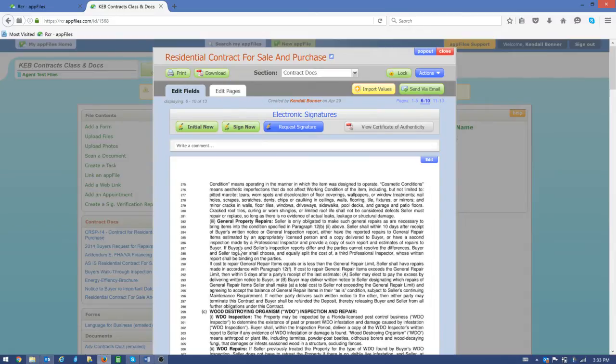Okay, cracked roof tiles, curling or worn shingles, or limited roof life shall not be considered defects. Seller must repair or replace so long as there's no evidence of actual leaks, leakage, or structural damage. So, cracked roof tiles, guys, or curled shingles are not required defects. So this is some basic stuff, guys.